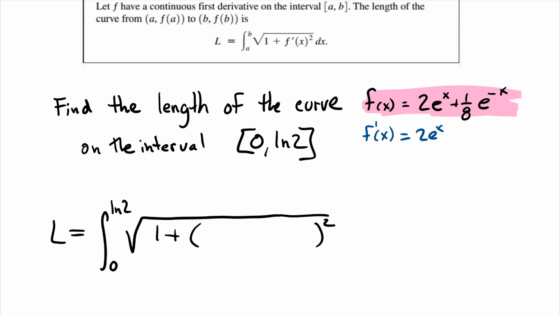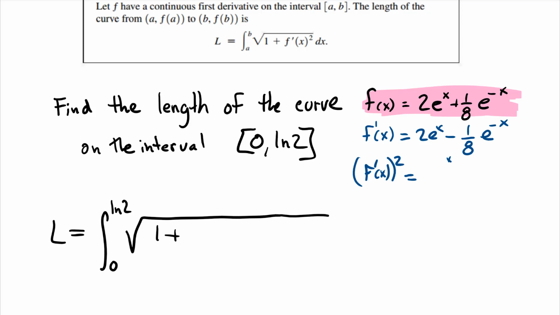Well, that's 2e to the x. And that e to the negative x is just going to change the sign and give you 1/8 e to the negative x. Cool. But I don't want to do the full square. Let's do this outside, and then we'll bring it in. So let's square this up. What is that? 4e to the 2x. Actually, let's do it the long way. Sorry.